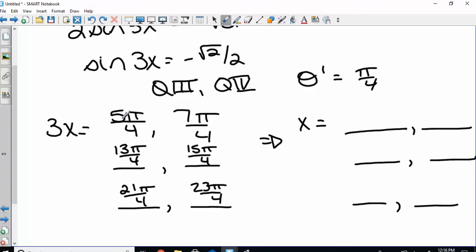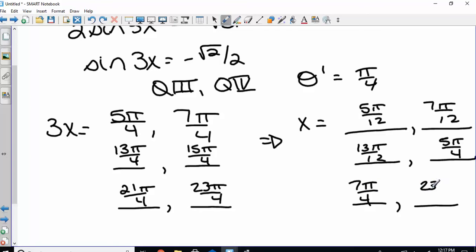So that's the same as multiplying by 1/3. So 5 pi over 4 times 1/3 would be 5 pi over 12. 7 pi over 12. This would give me 15 pi over 12, which reduces to 5 pi over 4. Yeah, this would be 21 pi over 12, so 7 pi over 4. So those are the final answers.